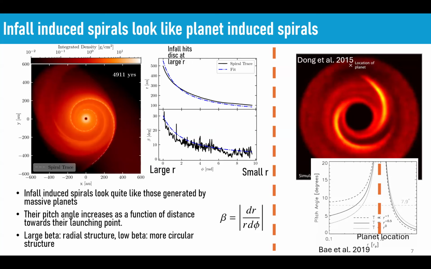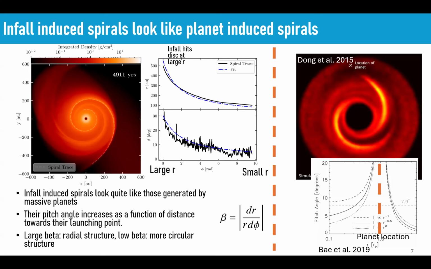So a large pitch angle would mean dr is greater. So the spiral is more radial. It's pointing more towards the center of the disk. But a low beta would mean that the spiral is more tightly wound up. So it's more circular. So you can see that from the region where the spiral is excited, the pitch angle is quite large. And then as it propagates towards the inner region of the disk, it becomes more tightly wound up.